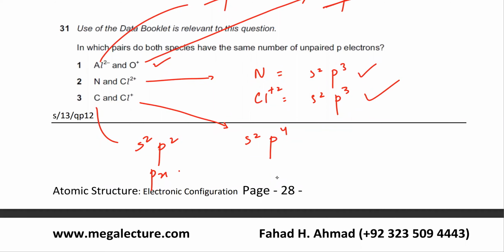You've got Px, Py, and Pz, so there would be 2 unpaired. If you have P4, you still have 2 unpaired. So all 3 are correct in this case.